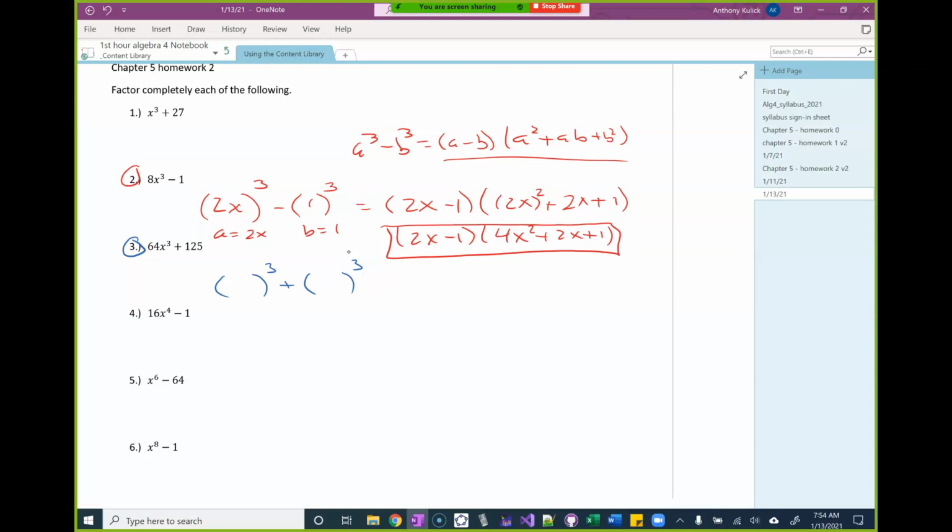So 64, I know 4 times 4 is 16, and 4 times 16 is 64. So I can rewrite 64x cubed as 4x to the third. And then let's try to rewrite 125 as something cubed. Well, 5 times 5 is 25, and 25 times 5 is 125.